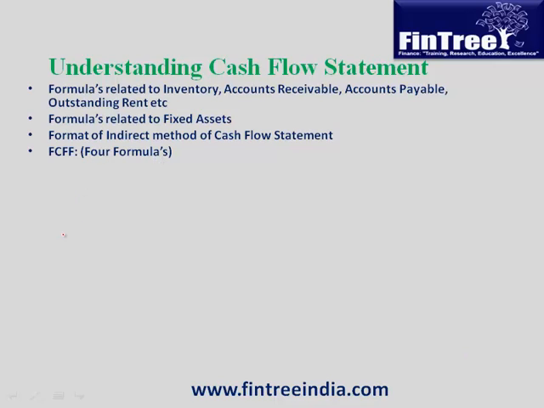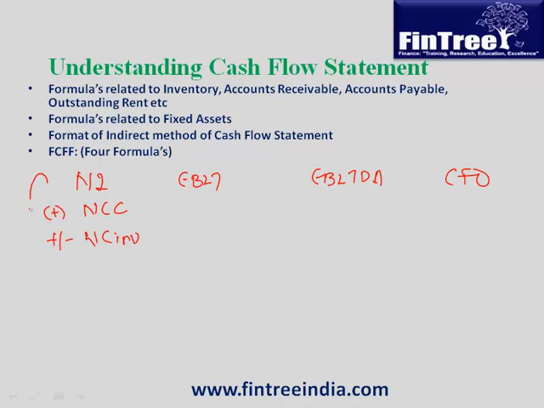FCFF, 4 formulas. Either we can have FCFF starting from net income, or starting from CFO, or starting from EBIT, or starting from EBITDA. If you are starting with net income, the trick is to somehow reach the cash flow statement. And then we will say net income plus non-cash charges plus or minus working capital adjustment or working capital investment. These 3 numbers are nothing but cash flow from operations. And once you reach cash flow from operations, then you just make 2 adjustments. Which 2?